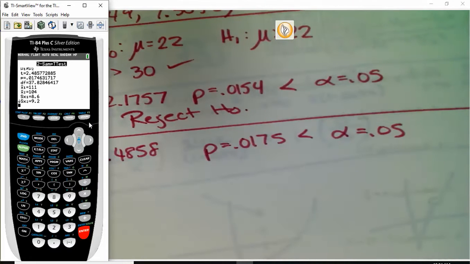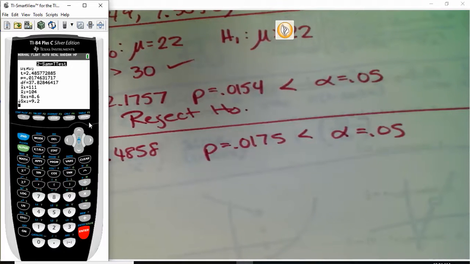If I am collecting a numerical value describing a sample, that would be a statistic. A numerical value describing a population would be a parameter.